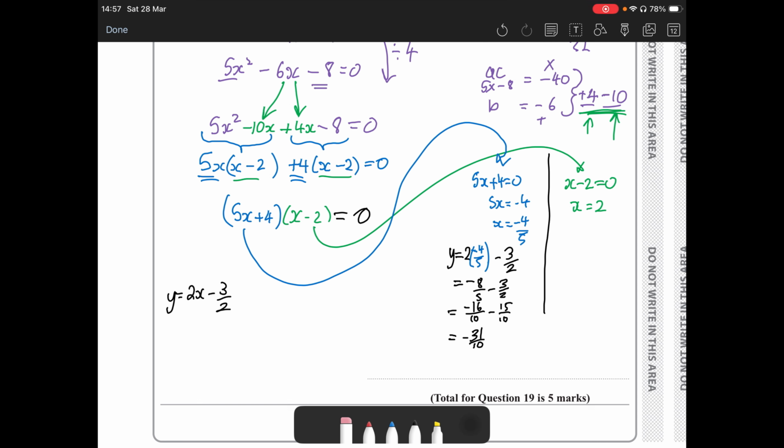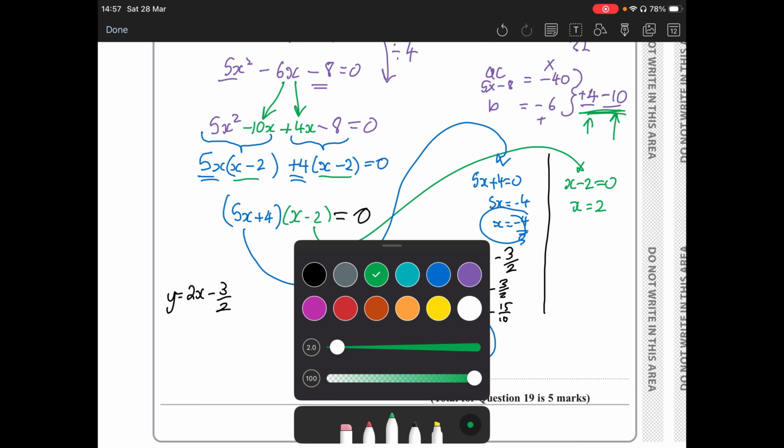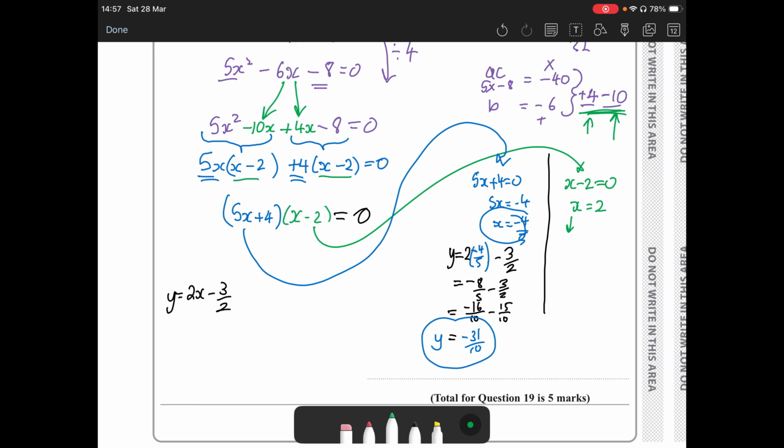So I'll write both these in blue just to signify these go with each other. So when x is minus 4 fifths, y is minus 31 over 10, or minus 3.1 if you will. Alternatively, for this one, I use the same formula, but instead of writing two lots of minus 4 fifths, I write two lots of 2. Yeah, this one's a lot easier, isn't it? You get 4 minus 3 halves, which is 2.5.